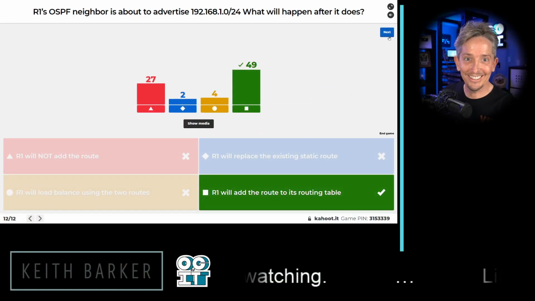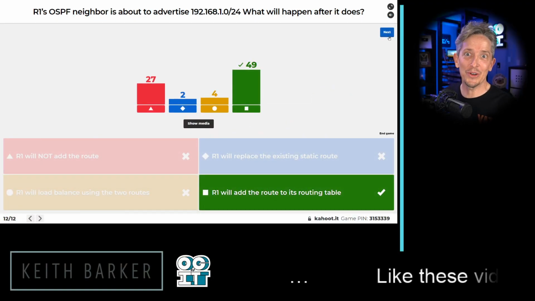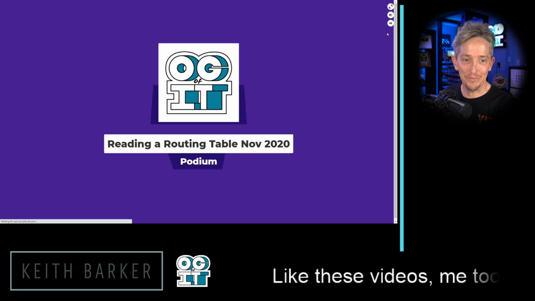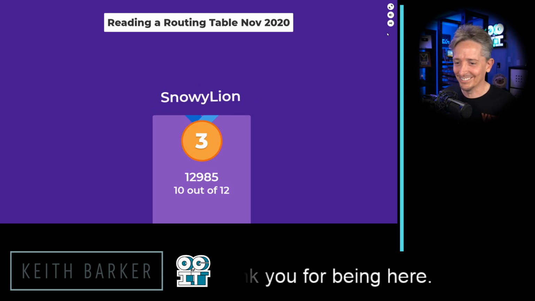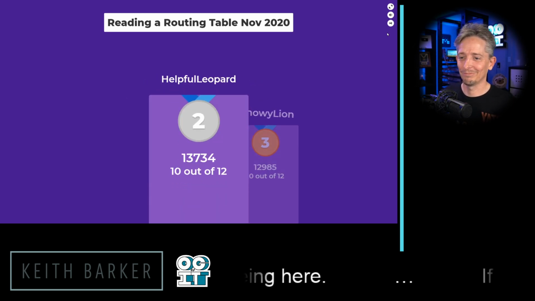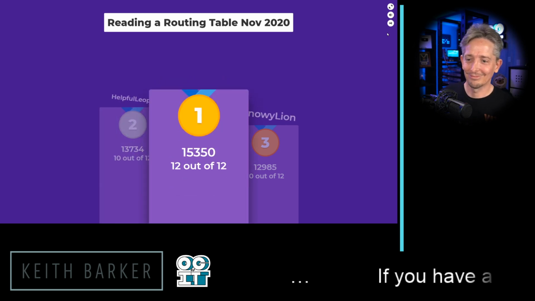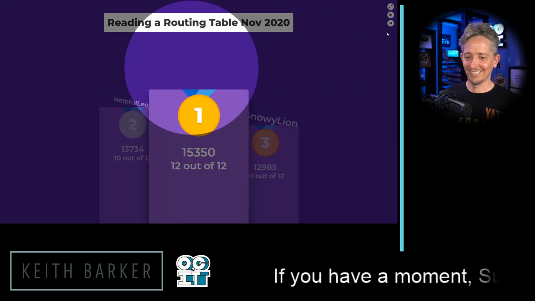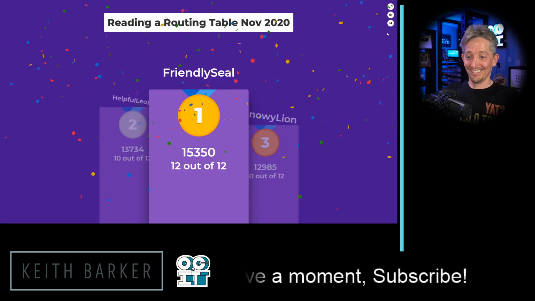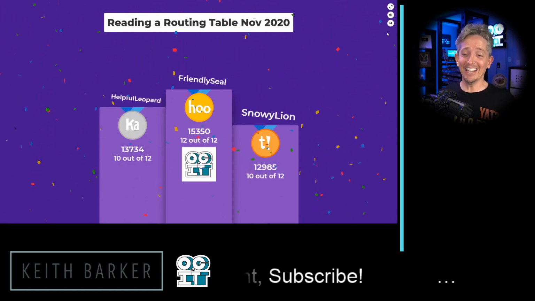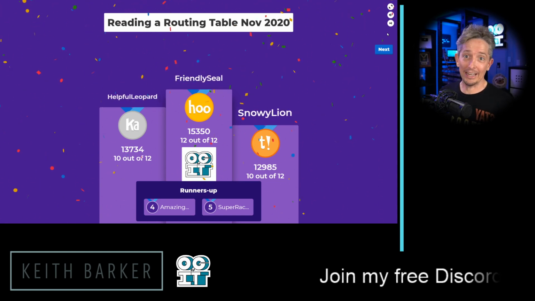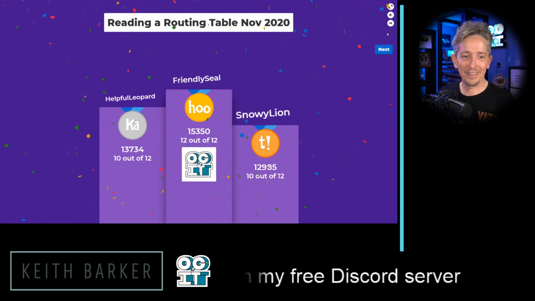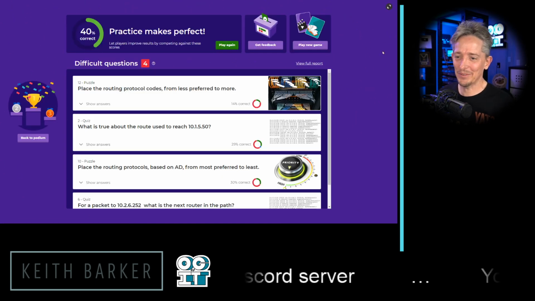And it's that moment. Drum roll, please. I'm going to go silent as we enjoy the music and enjoy the podium. Snowy Lion, third place. Friendly Seal, you did it. It pays to be friendly, pays to be nice to everybody, and also pays to know how to read a routing table. So let me do a couple last things, and then we'll say goodbye.